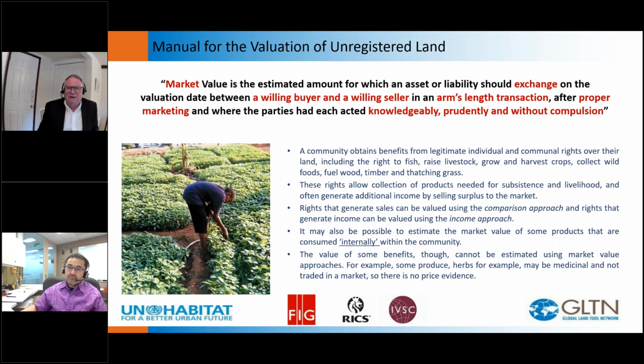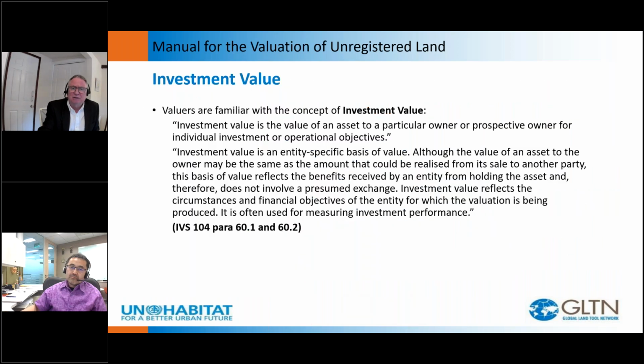But it's really important again that the valuer is clear about what they are being asked to do, and the valuer can help the client in that space by suggesting and agreeing what the instructions are, what they can and what they cannot do. It's again that really important process.